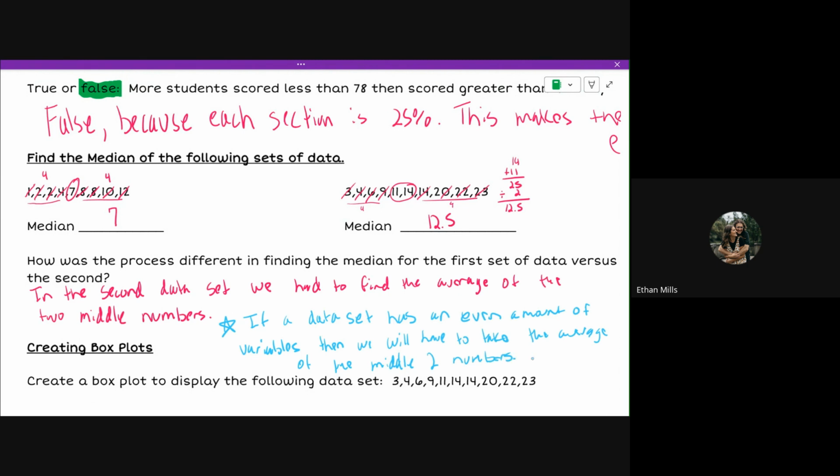Okay, so if we look at this first data set, if we counted how many numbers we had there, we had 9, and we just got one singular number in the middle, 7, right? That's how it works. If you have a data set with an odd amount of variables, you're going to get one number in the middle. Easy as that. For this one over here, we had 10 numbers, which is an even amount. If it's an even amount, then we're going to get 2 numbers in the middle where we must take the average of the 2. Okay, so there is that.